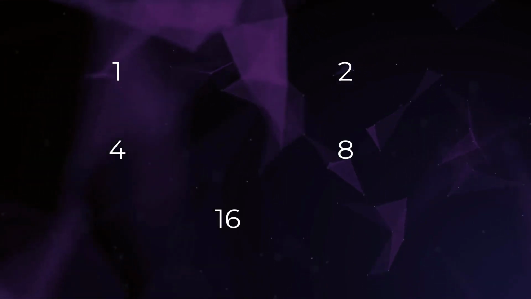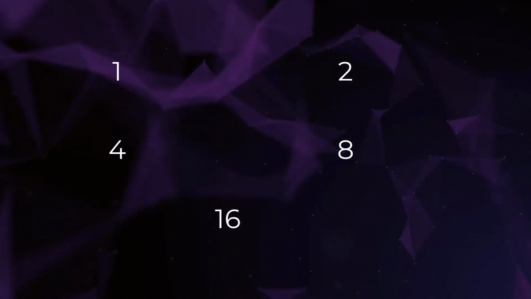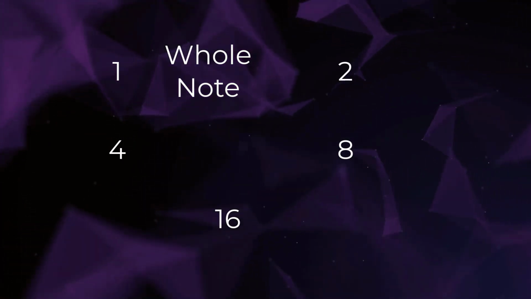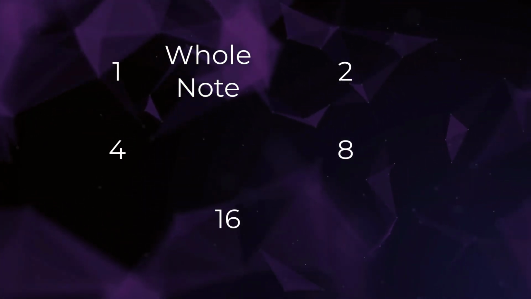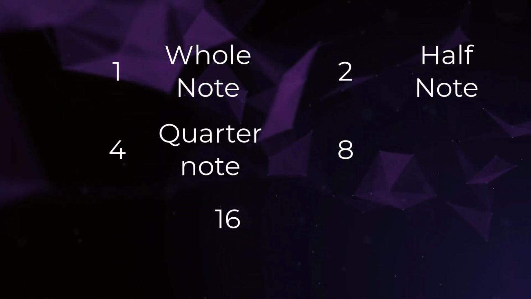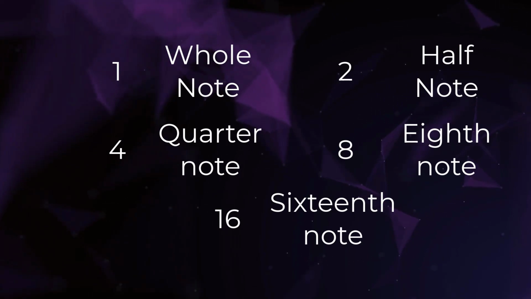The only possible numbers for the bottom are 1, 2, 4, 8, 16, and on rare occasions, smaller denominations like 32 or 64. 1 refers to a whole note getting a beat and is not used very regularly. 2 indicates a half note getting a beat, 4 indicating a quarter, 8 an eighth, 16 a 16th, and so on.